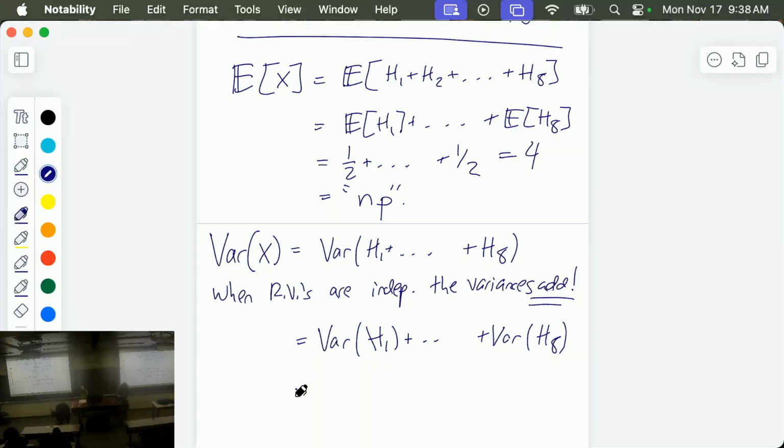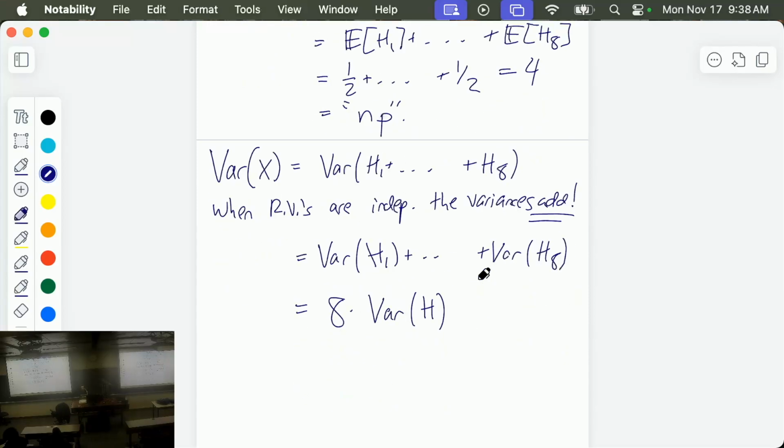And so you're going to get 8 times the variance of one individual coin flip. That is going to be the answer. You need to know how to calculate the variance of one individual coin flip. Maybe I won't do the full detail, but one individual coin flip is 1 with probability 1/2, and it is 0 with probability 1/2. That is one coin flip.